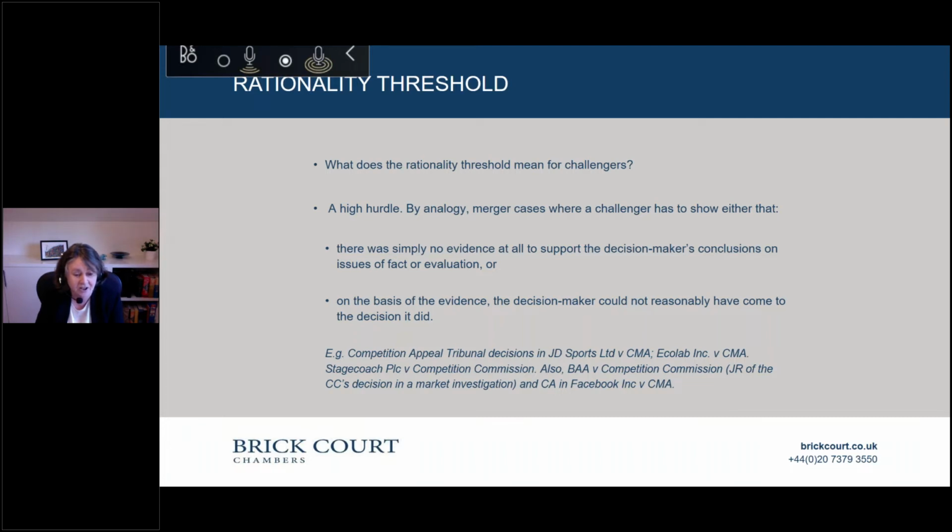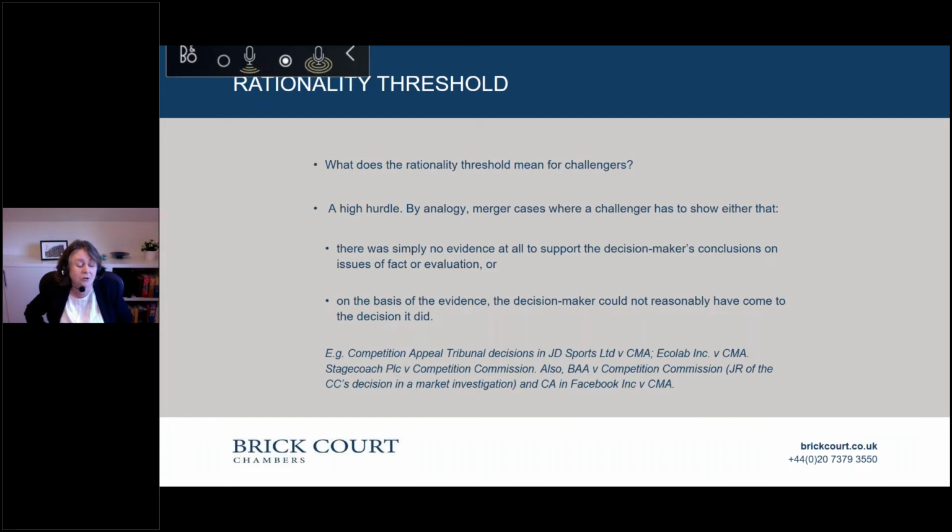In the slide, I've set out a couple of instances of what that may mean. Firstly, where the body has simply no evidence at all to support its conclusions or evaluations. So in a merger situation, for example, on a substantial lessening of competition, where there's really no evidence about that. Or that the evidence didn't lead reasonably to the conclusion that the body has come to. So did the body in question act rationally in concluding there was a sufficient basis for the view that it came to? So I was going to add a few extra points in relation to this.